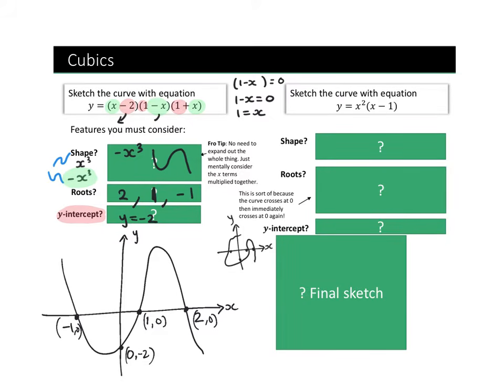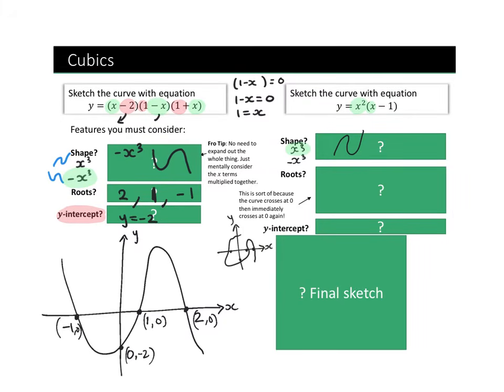Okay, step 1, what is the shape? Now, we're either going to have a positive x cubed or a negative x cubed. Okay, so to find that out, I'm going to multiply all of my x's. I'm going to get x squared times x, which is in fact positive. So my shape is going to look like this. Okay, it's a positive x cubed.